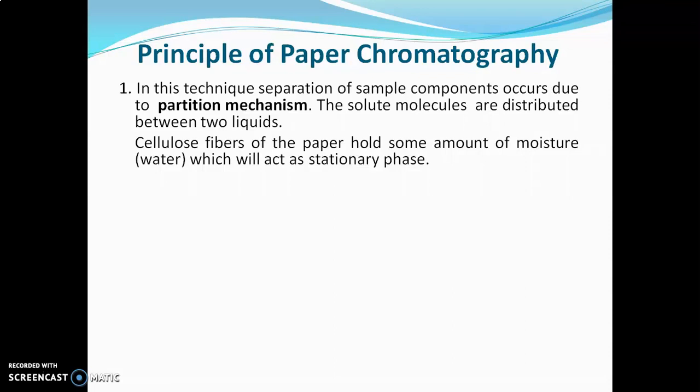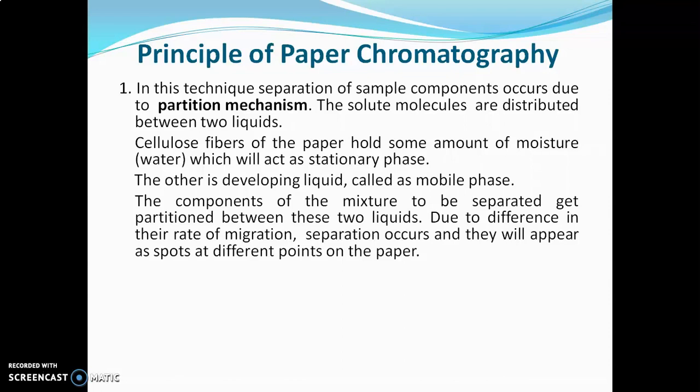Now, the cellulose fiber holds some amount of moisture, that is water, and this water will act as stationary phase, the first liquid. The second liquid is developing liquid, which is called mobile phase. The components of the mixture to be separated get partitioned between these two liquids. Due to difference in their rate of migration, separation occurs and they will appear as different spots at different positions on the paper. This is the first mechanism by which separation occurs in paper chromatography.